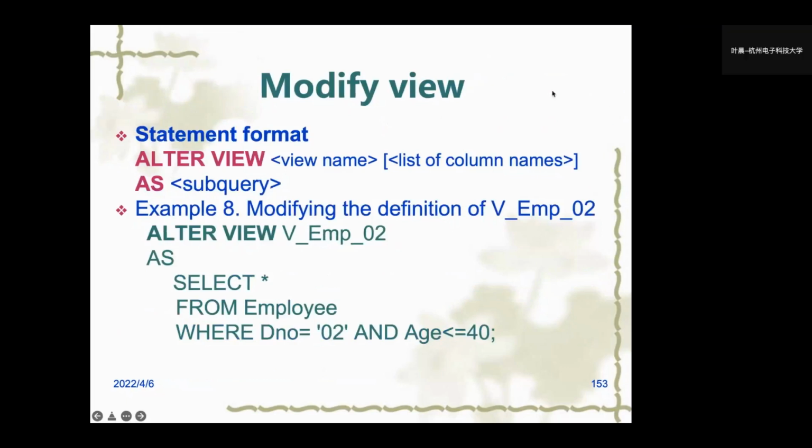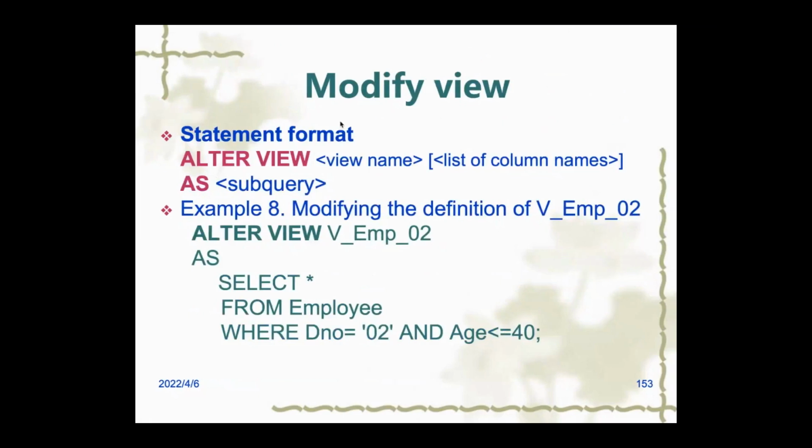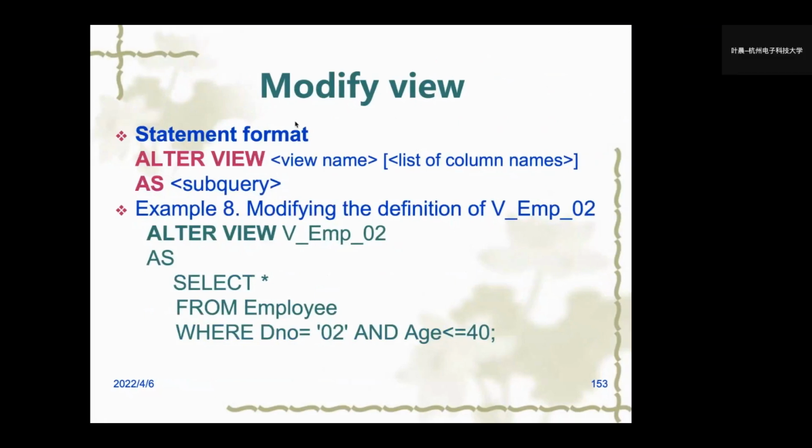So next, let's see how to modify the view. The statement for modifying is alter view, and here we write the view name and the list of column names as the subquery. For example, if you want to modify the definition of the view v_employee_02, which we just created before, you can use alter view to mean that you want to modify the view we have created. So alter view v_employee_02.